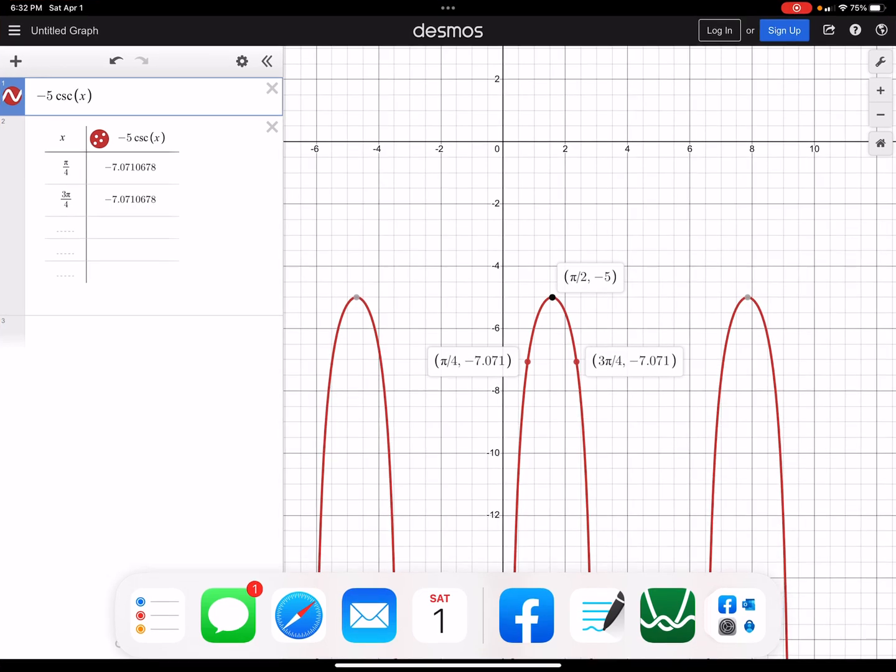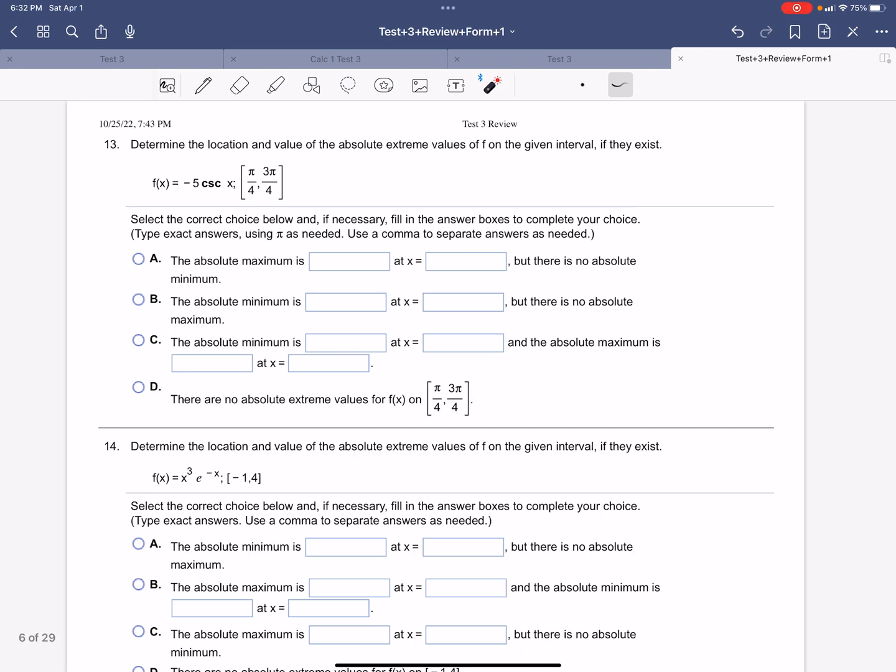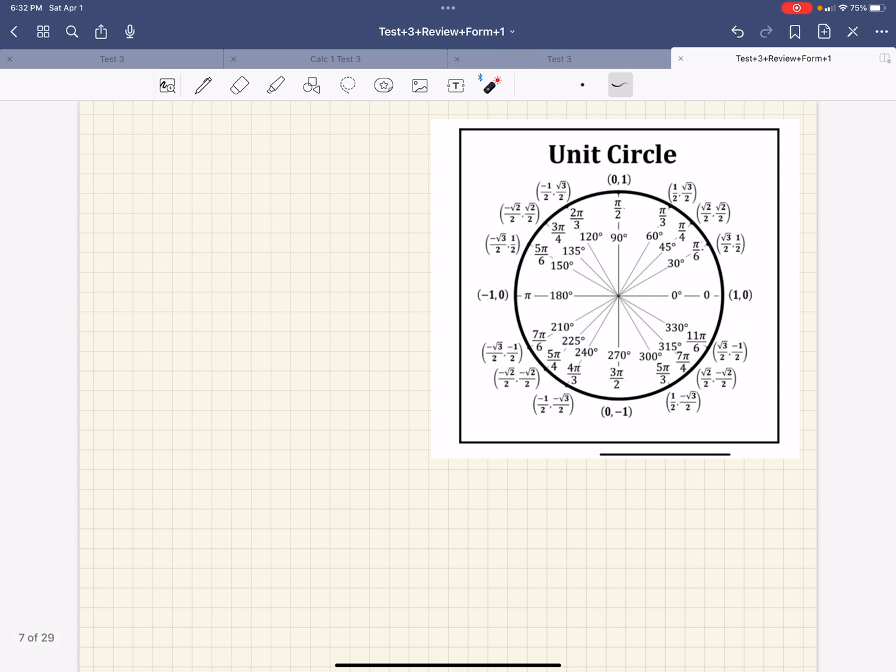Okay, so let's go back. Here we are. Okay, determine the location and value of the absolute extreme values of f on the given interval. Okay, so I went ahead and pulled my unit circle in here because we're going to have to use our unit circle. So the first thing that we're going to do is we're going to start with our function.